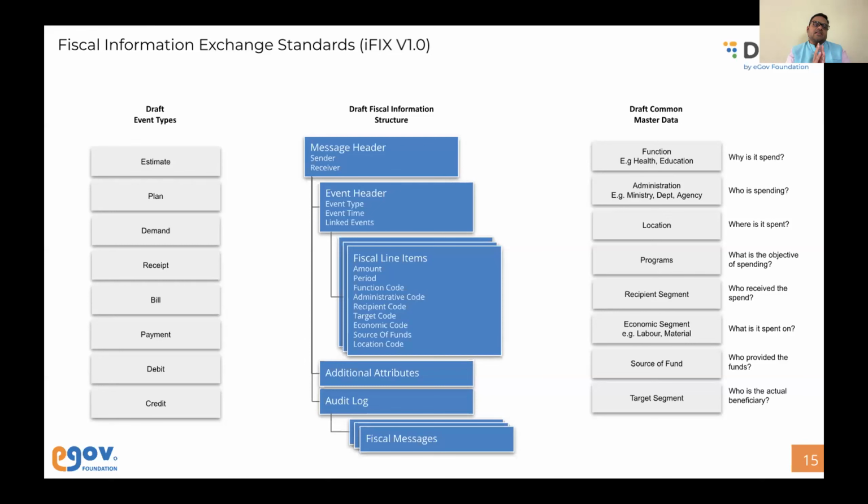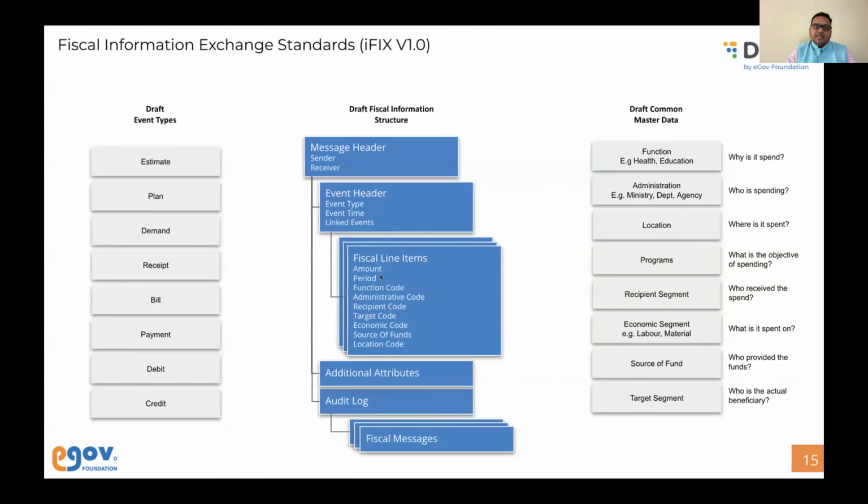Then it goes into the event header itself, which talks about what type of event this is. So there is a need for payment of money. A bill is being raised and then a corresponding payment has to be made against that. In cases, there can actually be linked events as well. So an estimate can link to an eventual bill that is being sent to the finance department for payment against that. So the event header has the draft event type, the event time, so that we can pinpoint if it has been tampered with, and also the linked events that go with it.